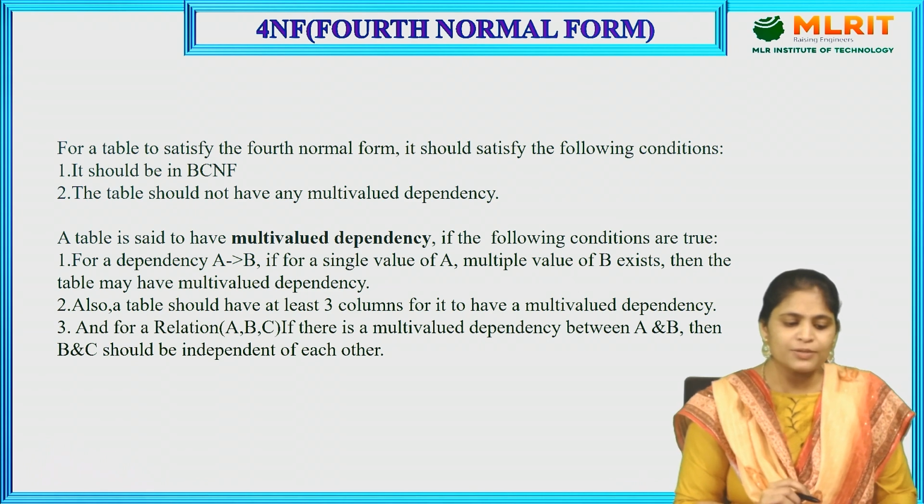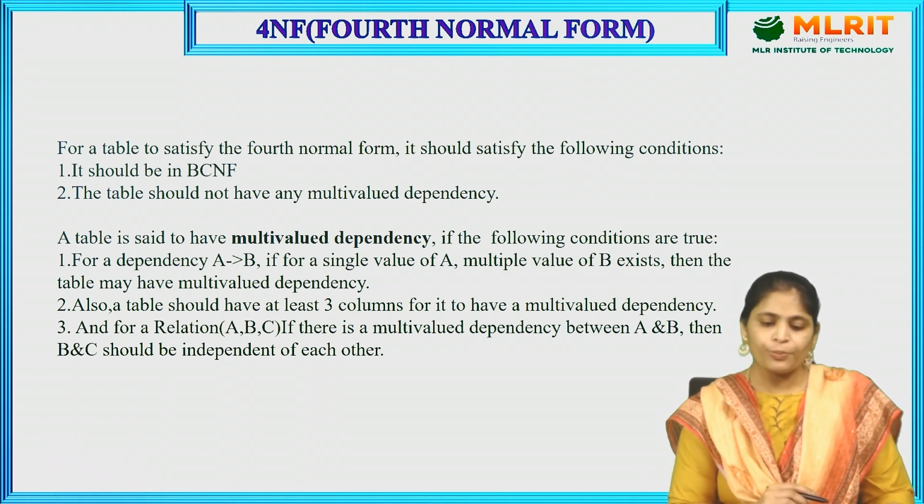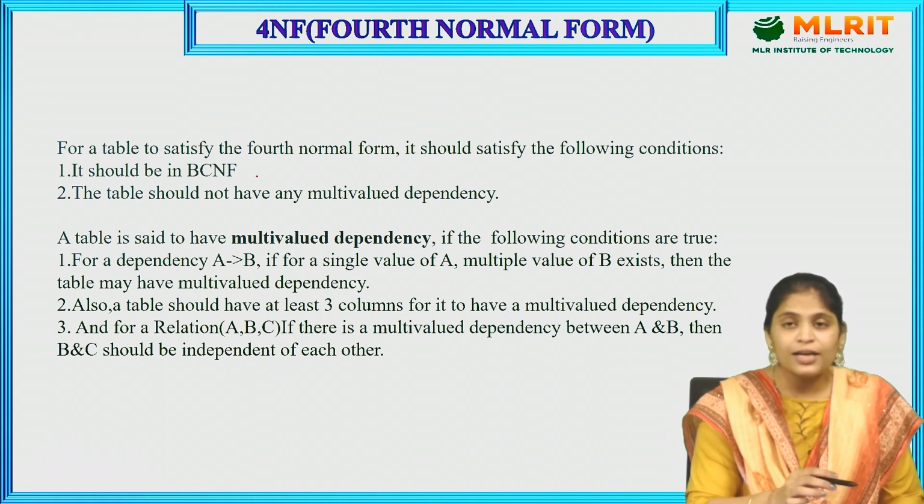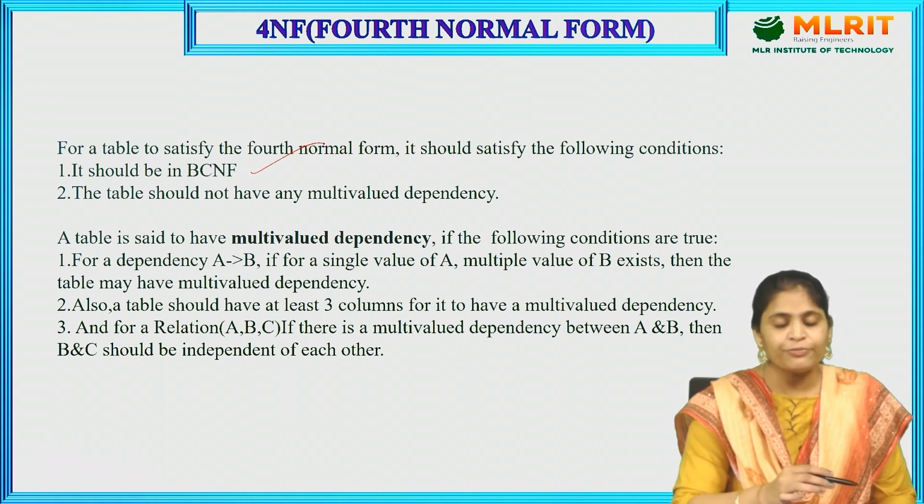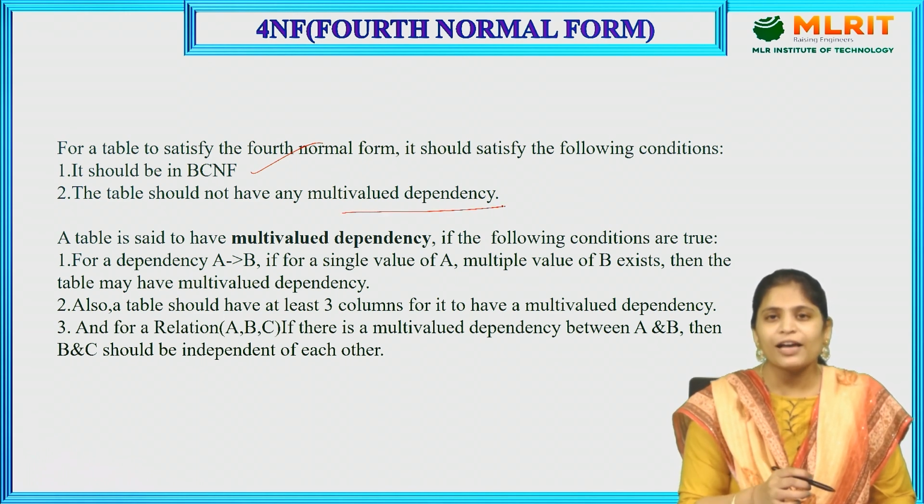So what is this meant for? If a given relation is said to be in fourth normal form, it should satisfy the following two conditions. What are those two conditions? It must be in BCNF, Boyce Codd normal form, and the table should not have any multi-value dependency.